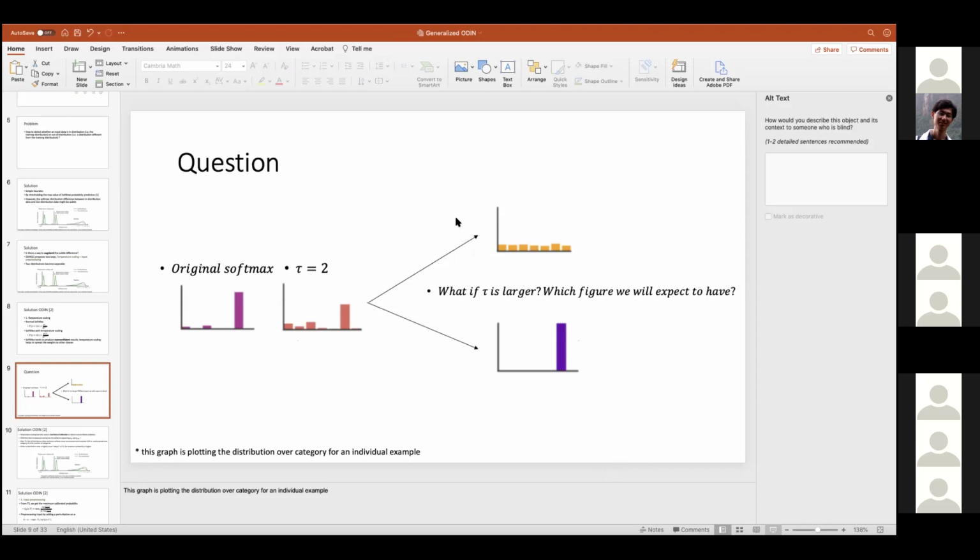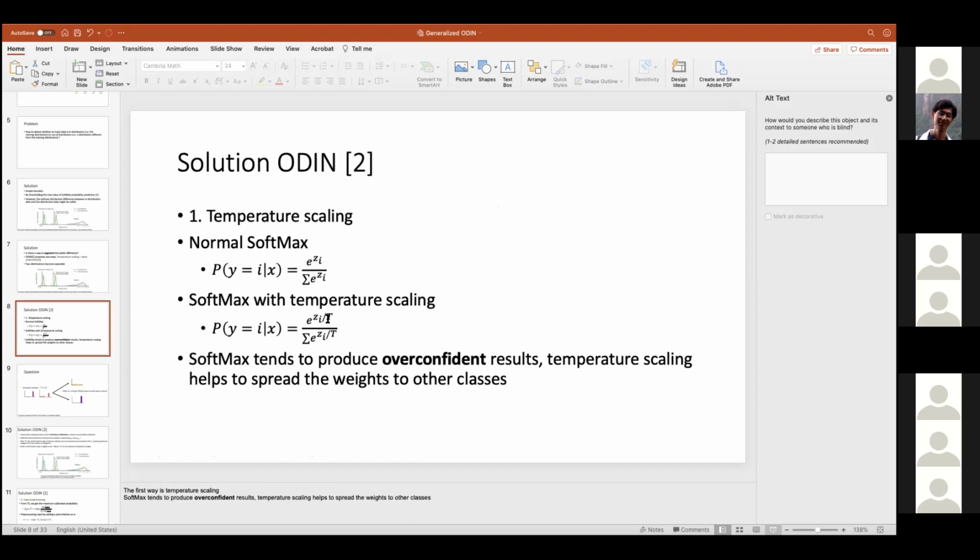Maybe Yufan. So Yufan is quite popular these days. Hello, Yufan. Sorry, I didn't get it. What if tau is larger? Original softmax if tau. Sorry, could you explain the tau parameter? Oh, tau is the temperature scaling parameter in here. Yeah, the tau is actually T here. Okay.